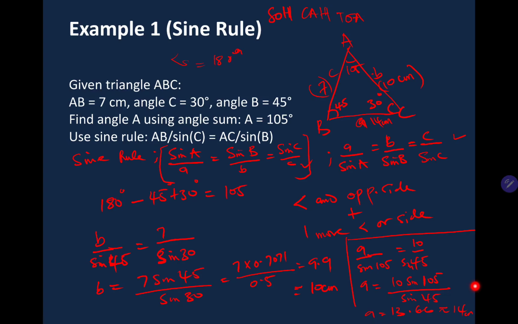So once you know two sides or two angles and one other side, you can use the sine rule. Remember, to use the sine rule, you need at least a side and the opposite angle plus one more side or one more angle. Okay, that's it here. All right, we move on.